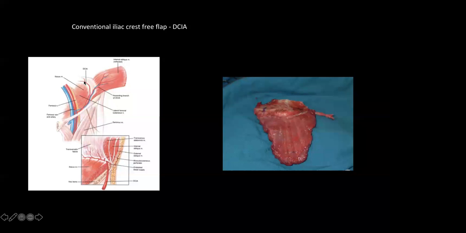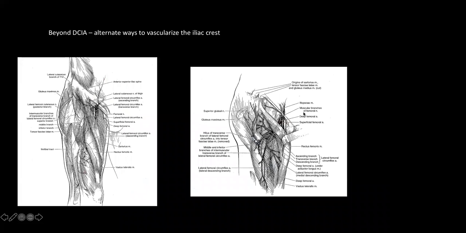Now, how is the iliac crest perfused? The conventional iliac crest perfusion is by the DCIA, the deep circumflex iliac artery and vein, which forms the basis of the DCIA flap. This runs along the inner aspect of the iliac bone. If you want to raise a DCIA flap, you have to raise the bone by incorporating the DCIA branches, which supply the periosteum of the iliac crest. This is how a normal DCIA flap would look with the internal oblique. But there are other alternate ways to vascularize the iliac crest also.